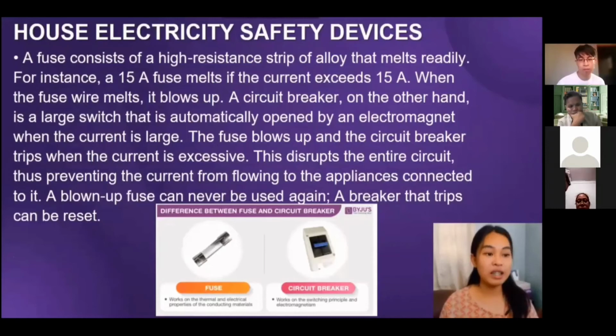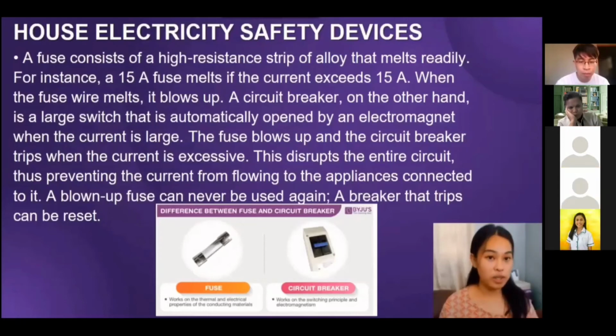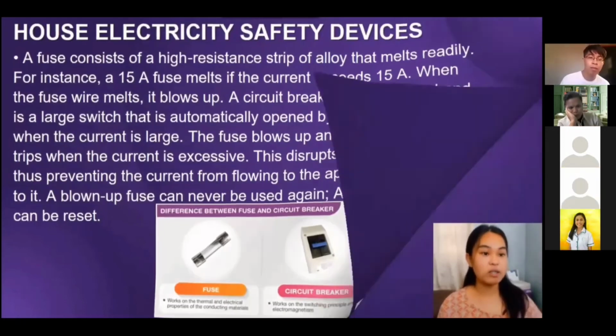A circuit breaker, on the other hand, is a large switch that is automatically opened by an electromagnet when the current is large. The fuse blows and the circuit breaker trips when the current is excessive. This disrupts the entire circuit, thus preventing the current from flowing to the appliances connected to it. A blown fuse can never be used again, but a breaker that trips can be reset.